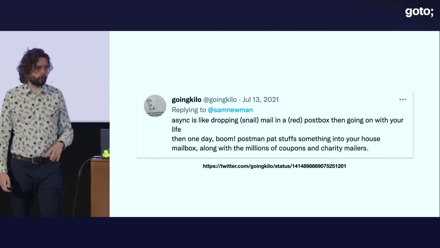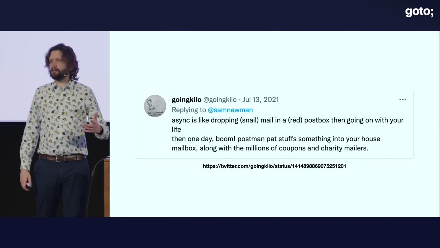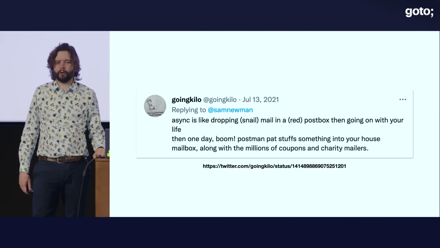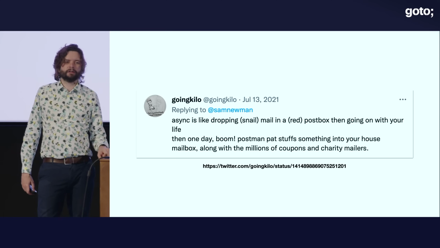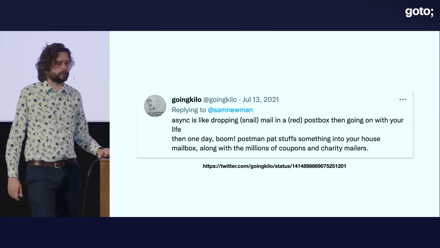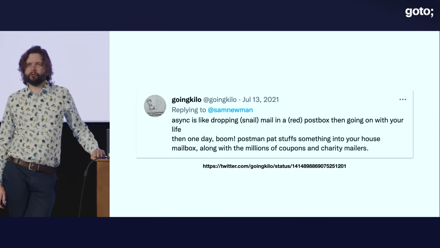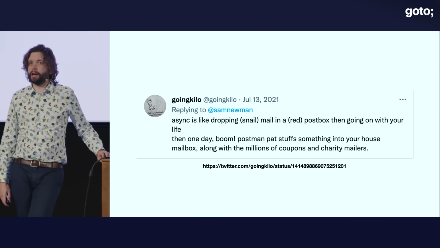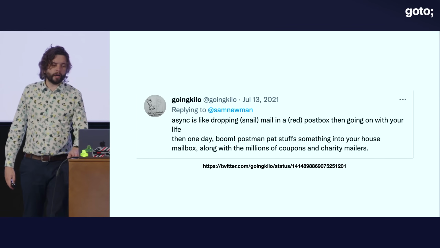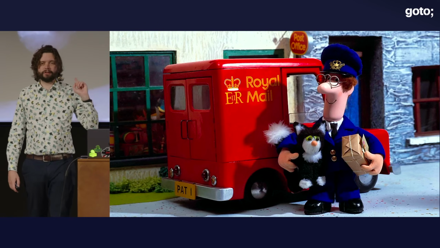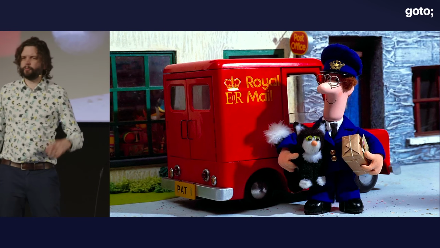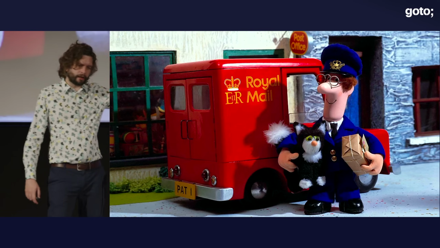So I had another tweet kind of along these lines. So asynchronous communication for them is like dropping snail mail in a red post box and then getting on with your life. And then boom, one day, Postman Pat stuffs something into your house mailbox along with millions of coupons and charity mailers. Now, some of you might not necessarily be aware of who Postman Pat is. This is the OG Postman Pat. There's apparently a new CG Postman Pat that has a hovergraph. This is the original Postman Pat represent.